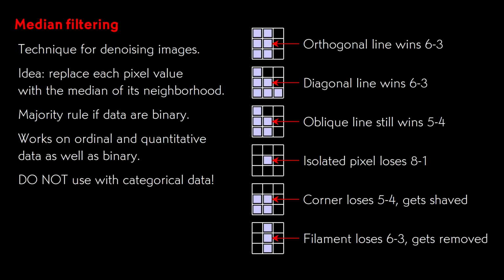This technique also works to denoise quantitative data, and since the median is an order statistic, it can be used on ordinal data as well. If you have categorical data, that is, data that sorts the pixels into types with no particular order defined among the types, I'm afraid you'll have to think of something else. Maybe a future episode will confront data like that.